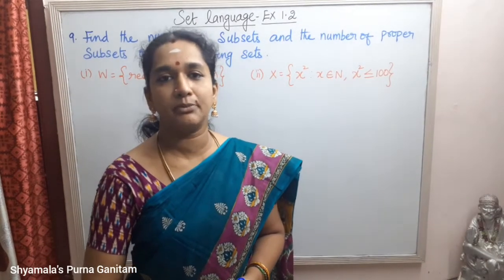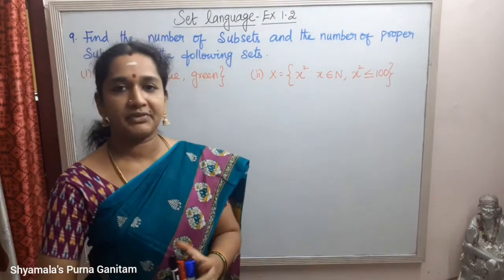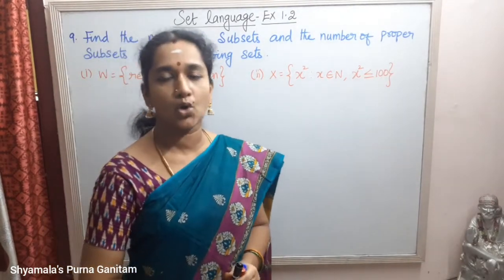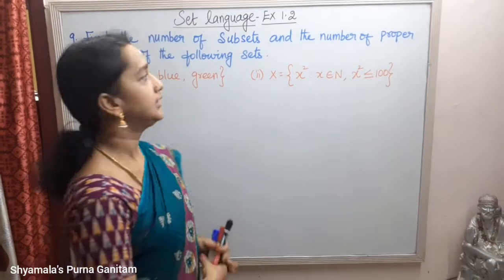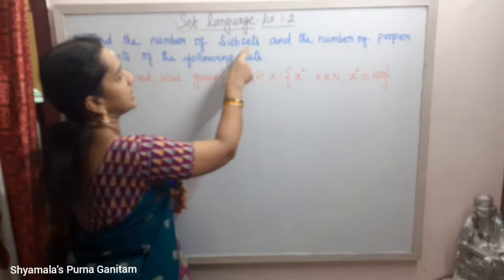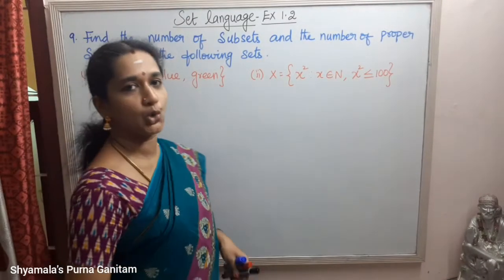So the first chapter I am doing is set language. In that, the first exercise I have completed, and the second exercise is almost done. Two more sums are there, I will complete them today. Okay. So the ninth sum is: find the number of subsets and the number of proper subsets of the following set.